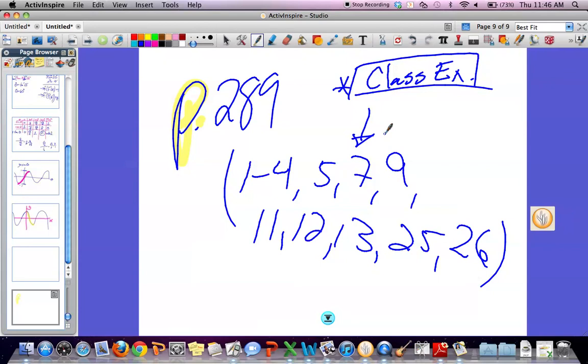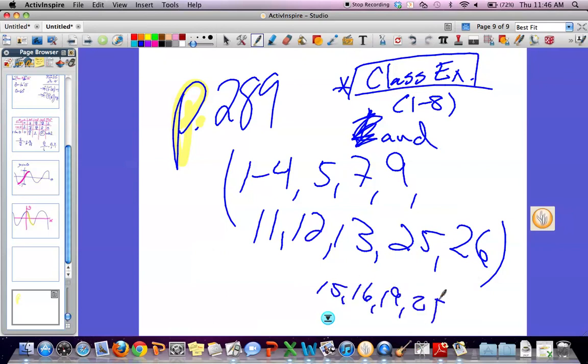I skipped some of the... So 1 through 4 and 5, 7 are class exercises? No. Oh. I don't know why I drew that in there. But if you look online, it did say 15, 16, 19, and 21, and I'm saying we don't have to do those.